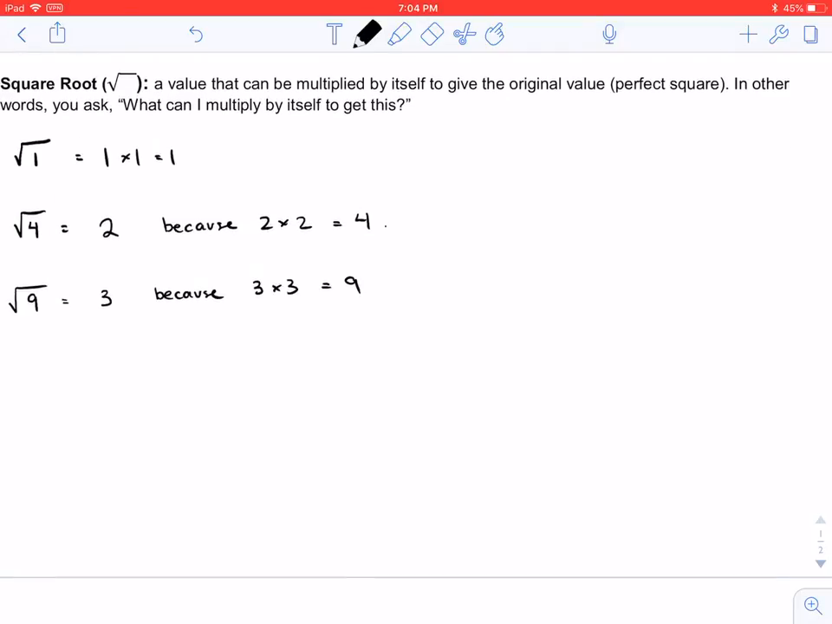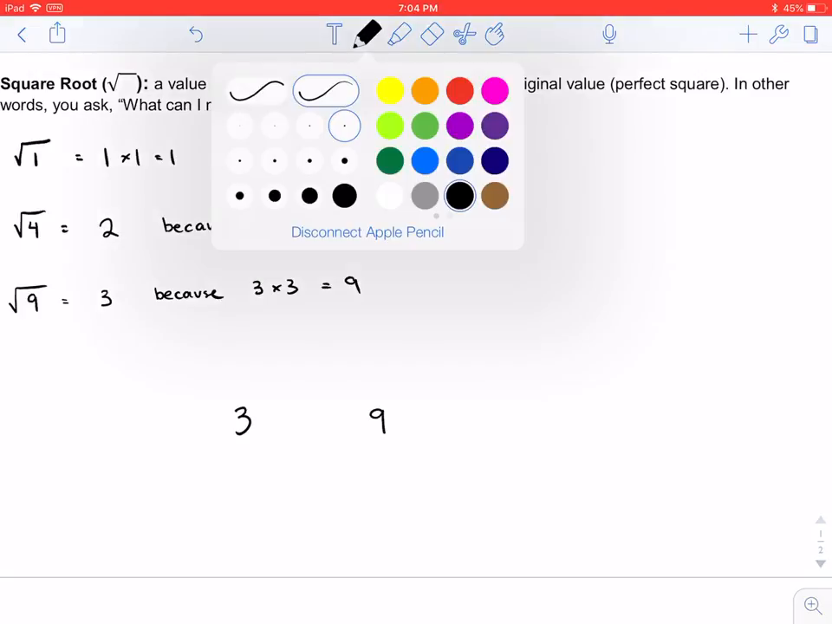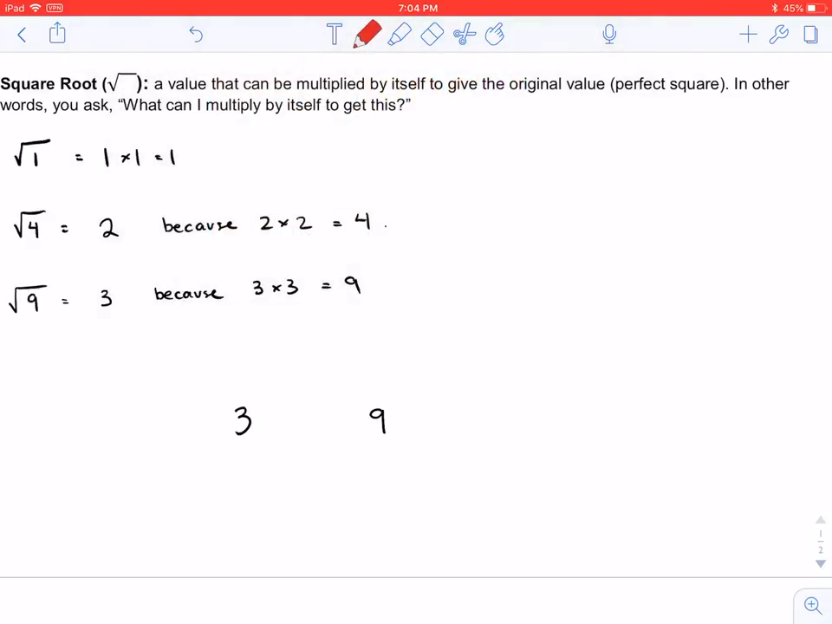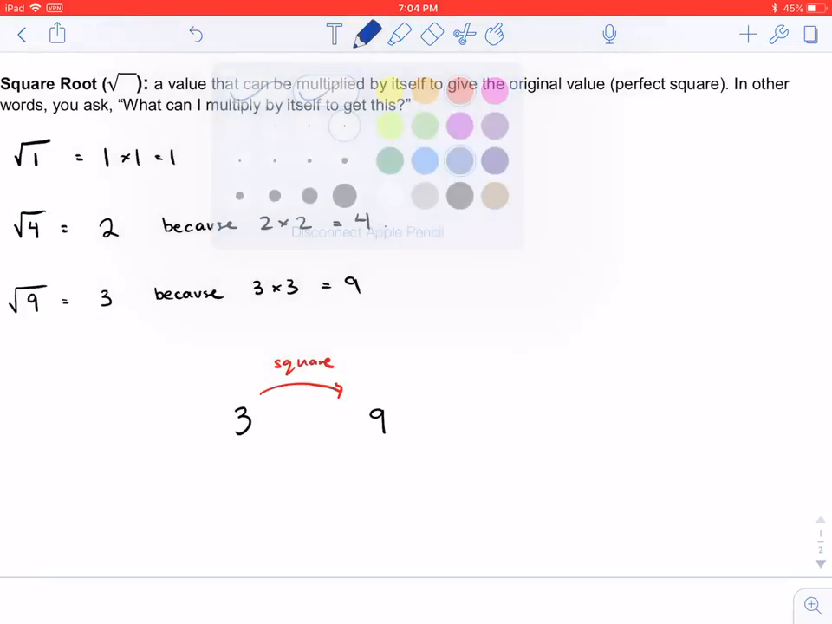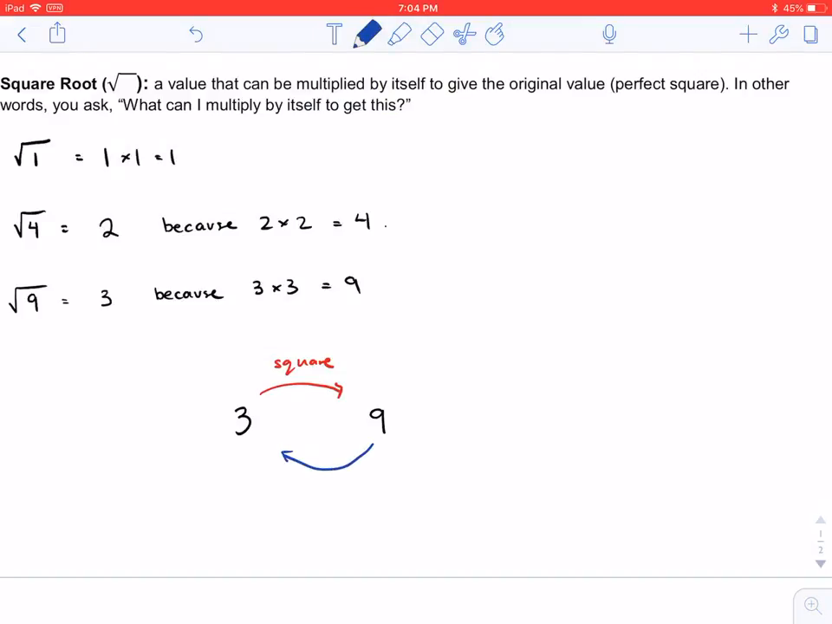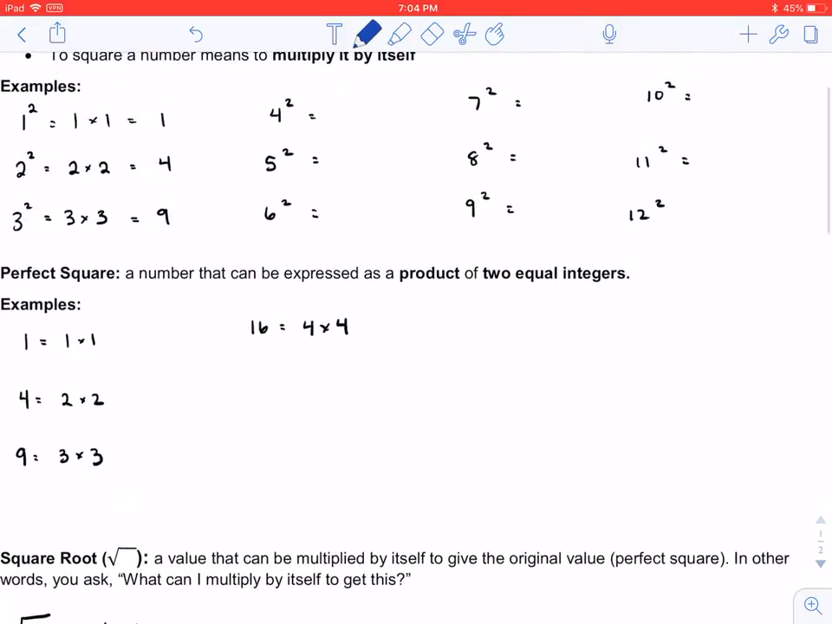So that's it. As a summary, if we have example 3 here, 9 here, if we're going this way, we square it. And if we're going backwards, it's the square root. So hopefully that refreshes you on square roots and perfect squares and what it means to square a number.